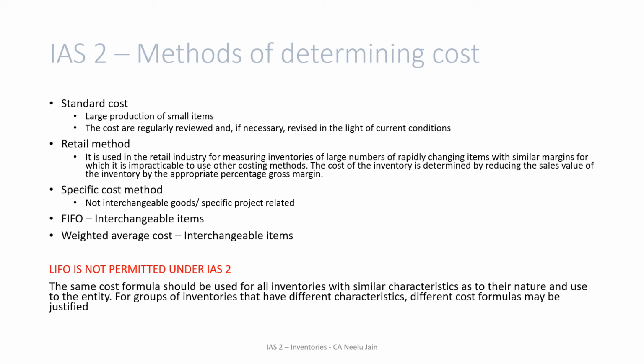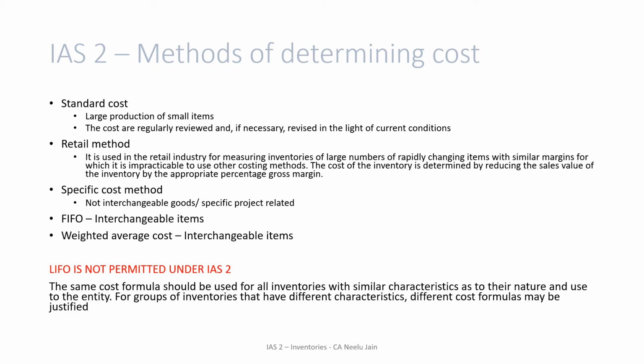The third method is the specific cost method. This method is to be used when the goods which you are producing are not interchangeable goods and it is related to a specific project, wherein you can identify the cost related to the project or the cost related to the goods specifically. Then you need to maintain those accounts and need to know the cost of that particular product.